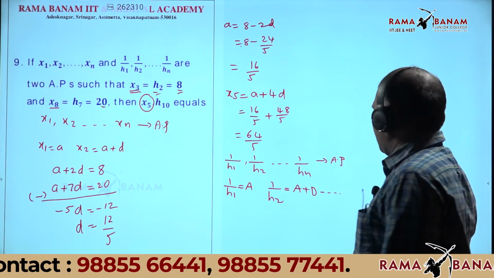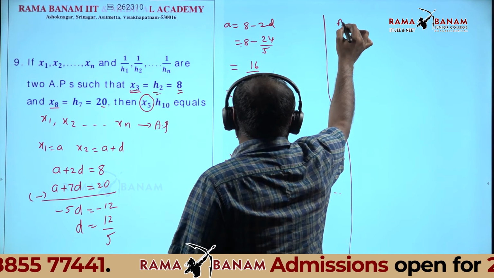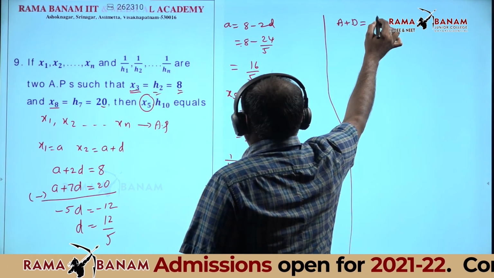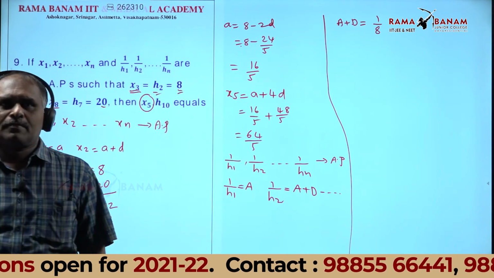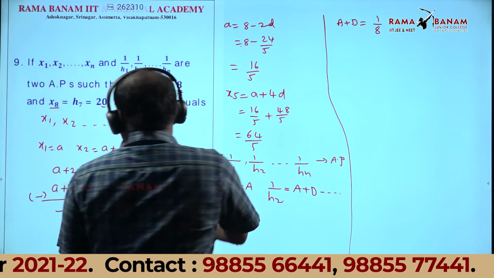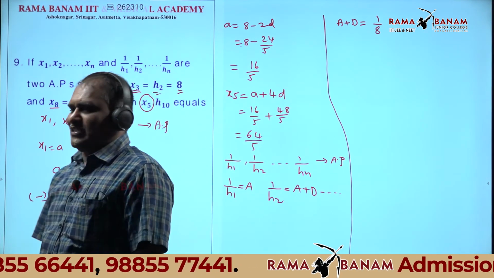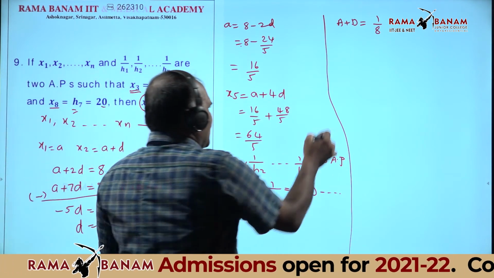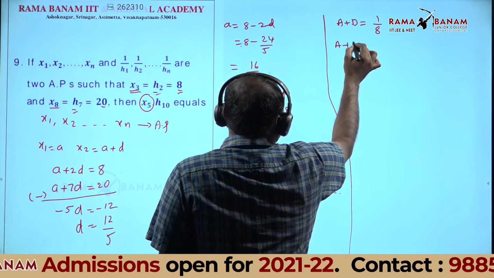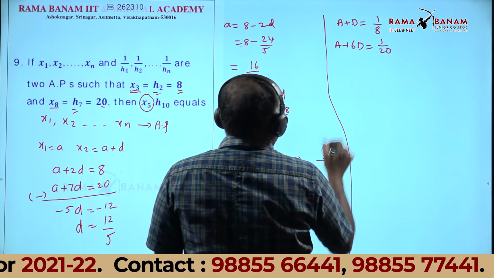A plus D, therefore, I can write A plus D is equal to 1 by 8. Any doubt? No, sir. Next one. What is the term given? H7. What is 1 by H7 equal to? A plus 6D. Very good. Here A plus 6D is equal to 1 by 20.